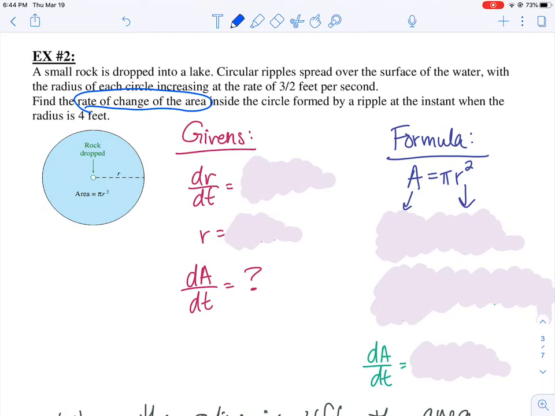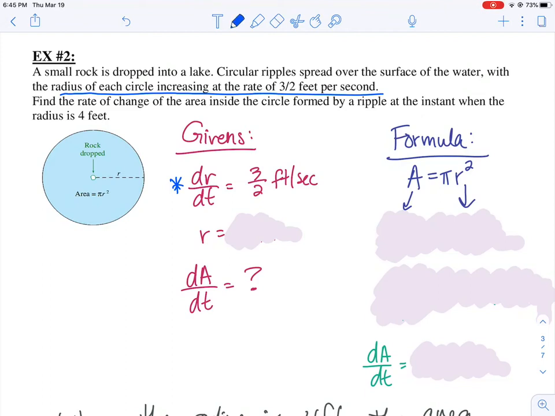Okay? What I'd like you to do is follow a few steps. The first thing I'd like you to do is list all of your givens, using proper calculus notation. Going back into the word problem, it says that the radius of each of the circles is increasing at a rate of... That means that's the rate at which the radius is changing over time. Can we call that dr dt? And it says here that dr dt, the rate at which the radius is changing over time, is 3/2 feet per second. So that's my first given.